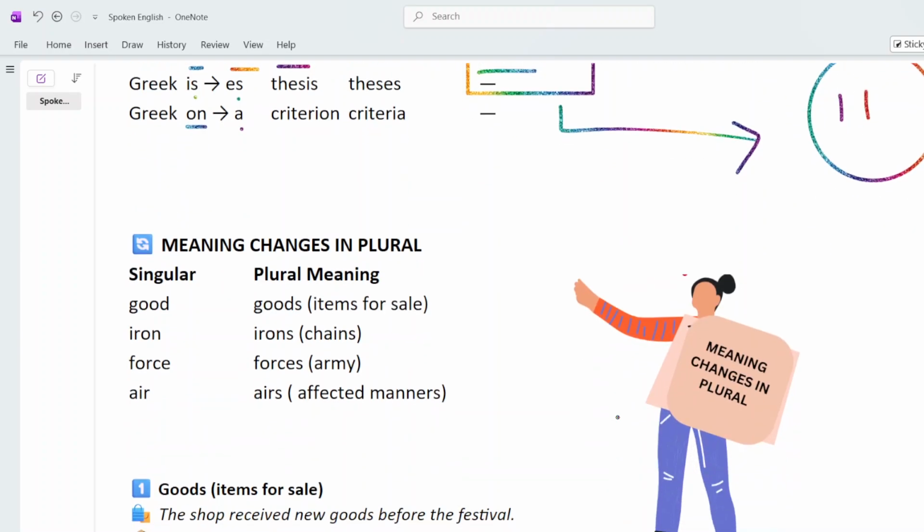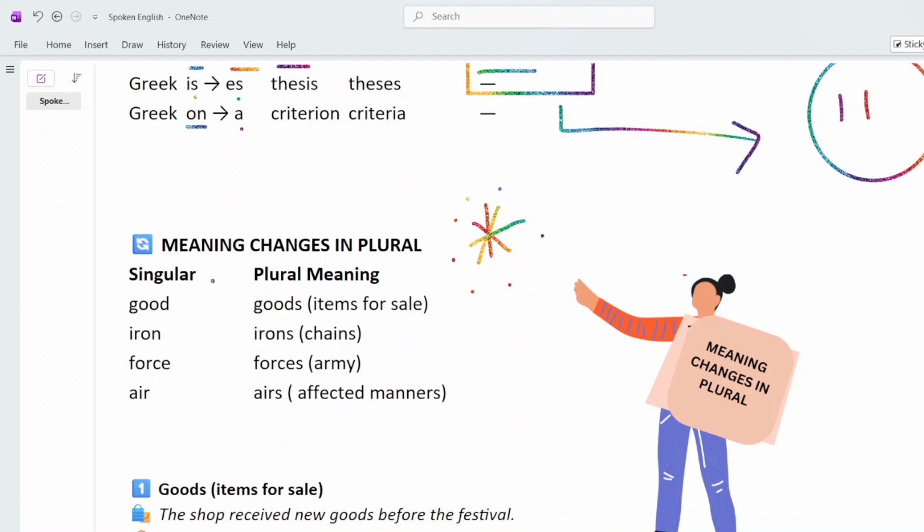Let's move on to the next section where we are going to be talking about meaning changes in plurals. A very, very interesting topic. Let's take a look at it.